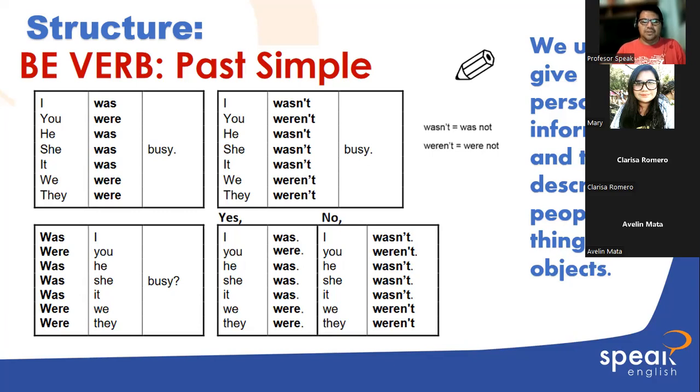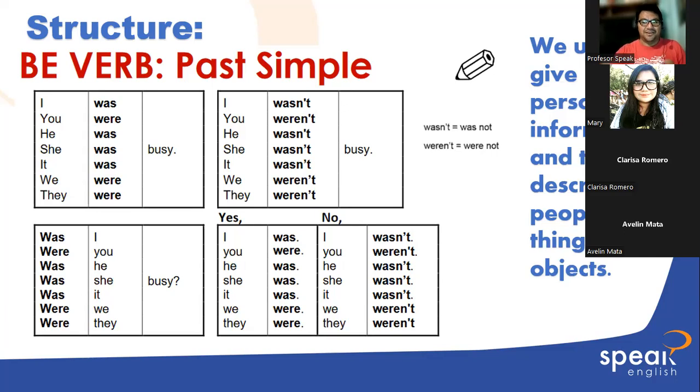Also, in general, we can say the cat or the dog, okay? Or we can give the specific name of those animals. Maybe you have a dog and the dog's name is Firulais. So you say Firulais was outside. Does that make sense? Does that answer your question? Yes, teacher. Thank you.